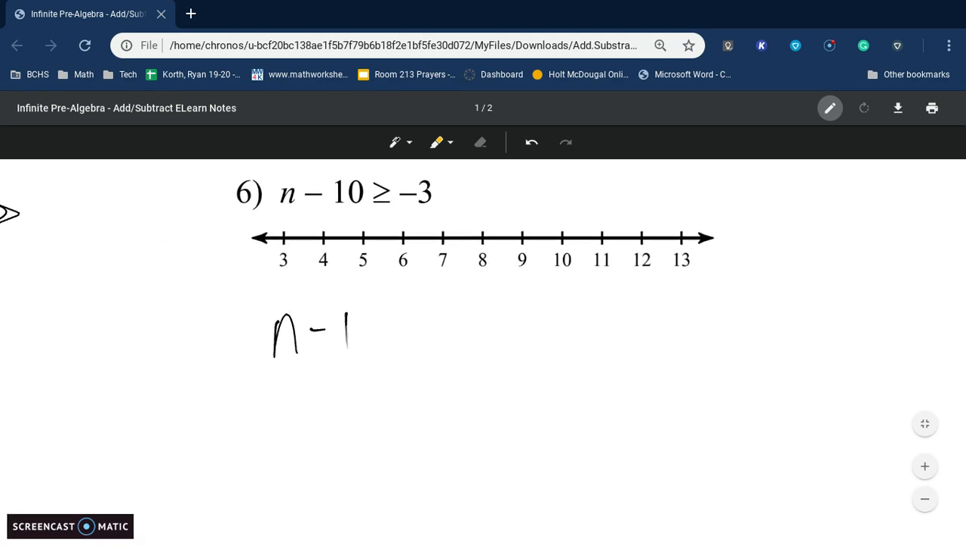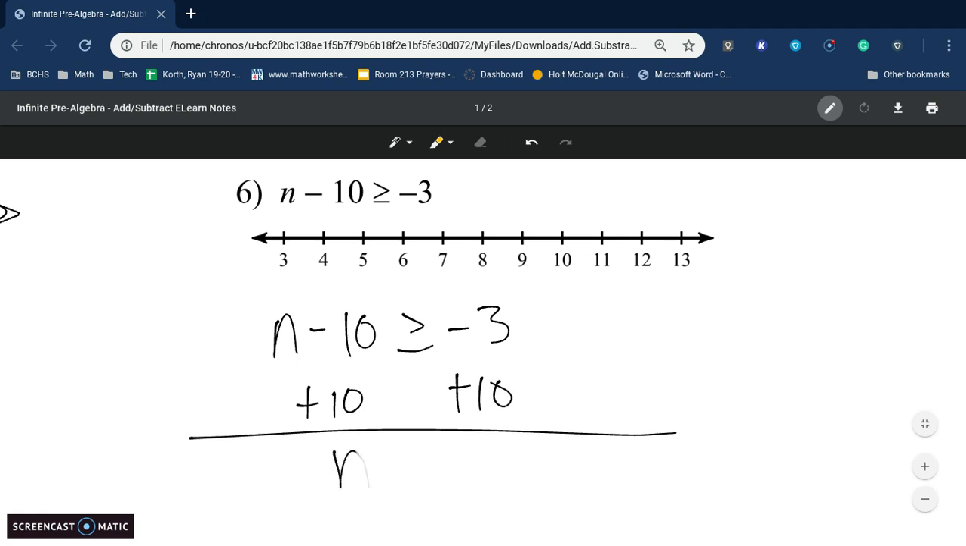N minus 10 greater than or equal to negative 3. Okay, we're trying to get rid of this minus 10 because that's what's next to the variable. So we're going to add 10 on both sides. N is greater than or equal to 7. Fill in the circle at 7. Point to the right.